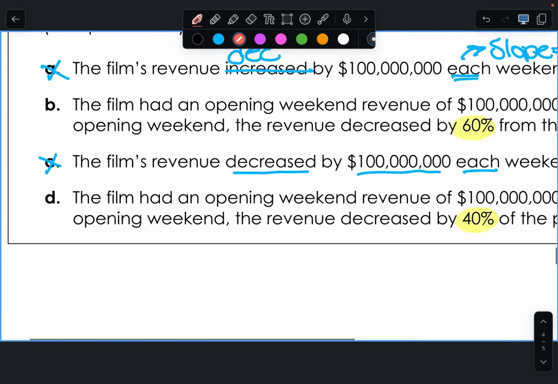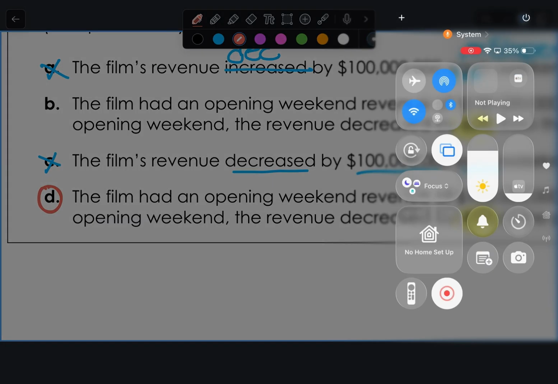Another thing is, always do the math. Another thing I noticed. What's that?